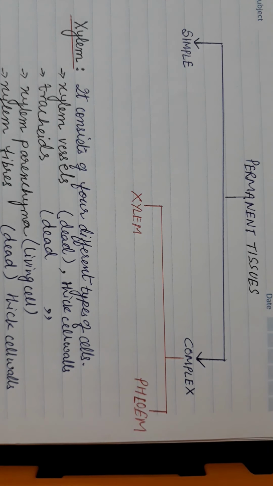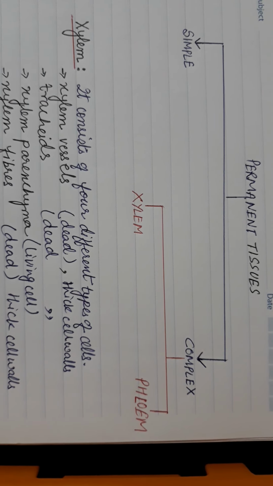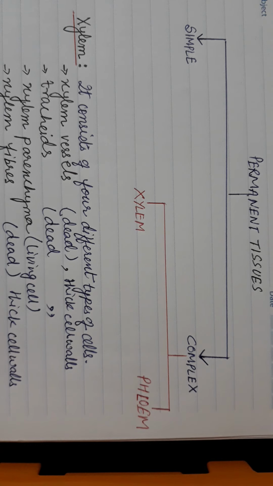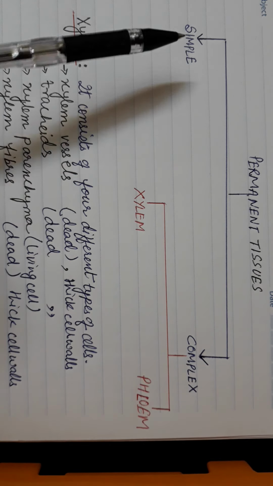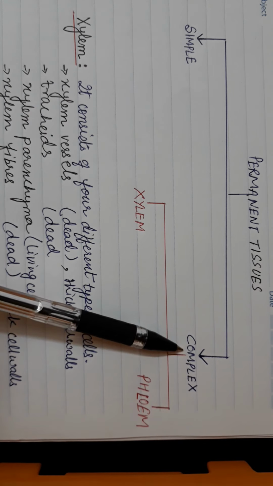Hello, children. Today's topic is permanent tissues. Permanent tissues are of two types, simple and complex.